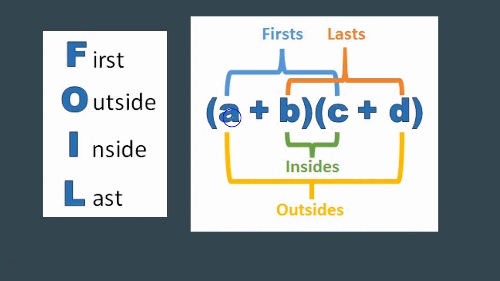And as you can see here, these are our first terms. So that's what it means by first. And then we go to outside terms, the ones on the outside. Then we go to our inside terms and our last terms. And each of these are going to be multiplied by each other. And in the next example, I'll show you exactly how that's done.